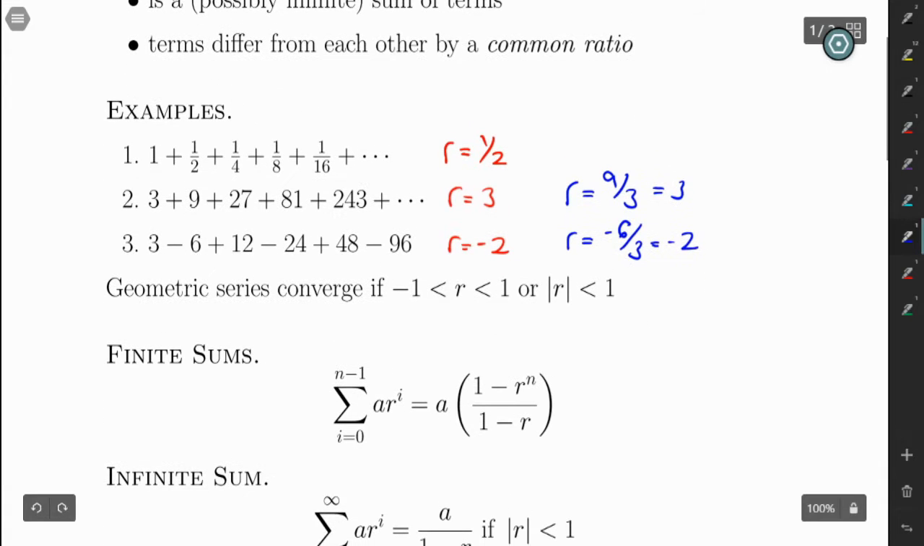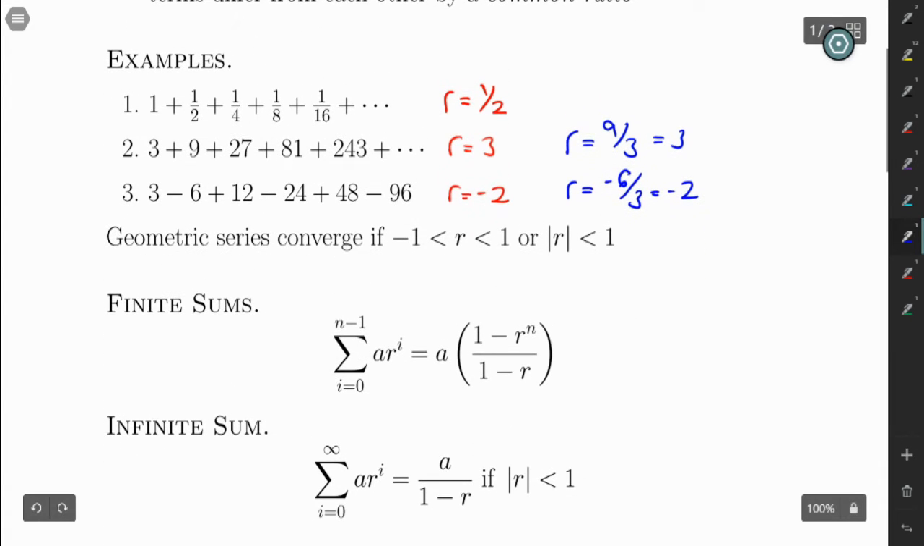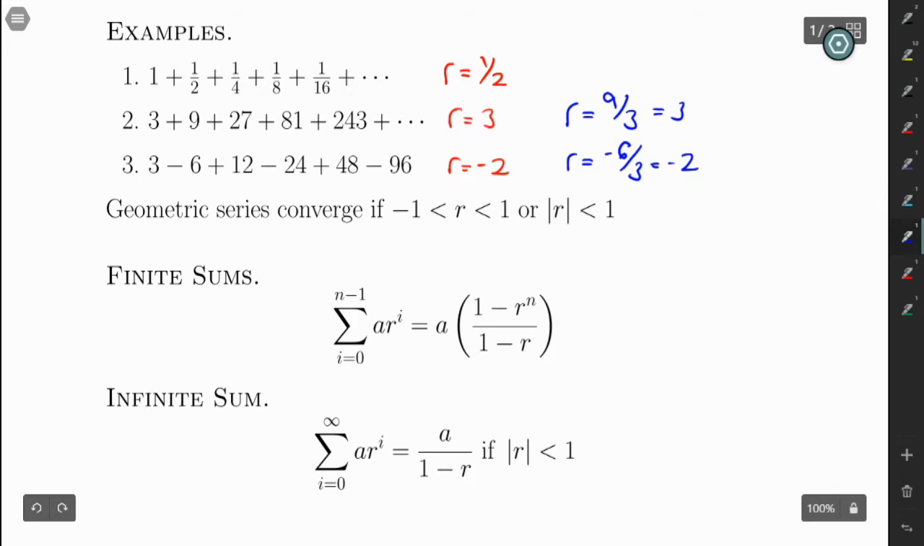Then we have some formulas on how to compute the sum of the series. Inside the formula, we use the typical notation for geometric series, where this a is the first term of the series, and r is, of course, your ratio. And then n is the number of terms.